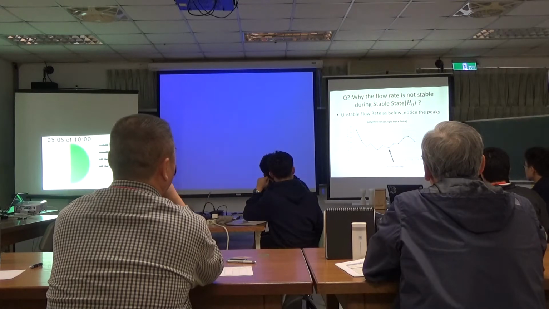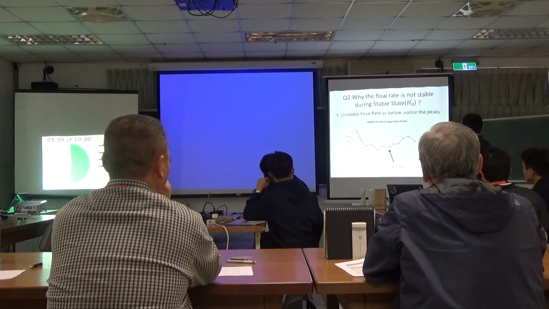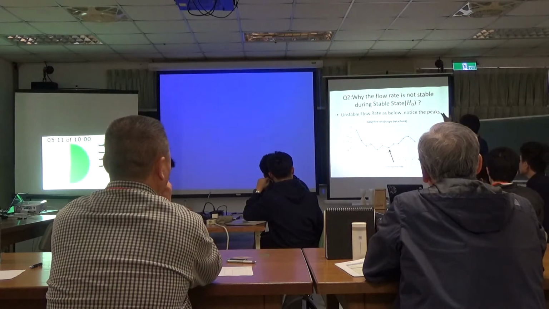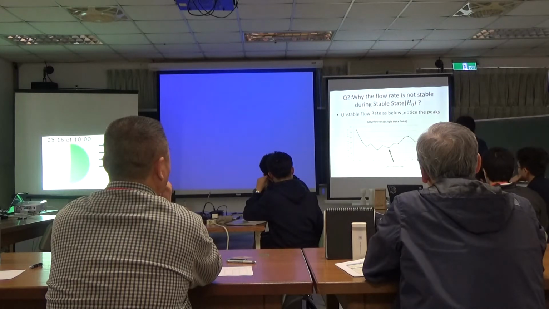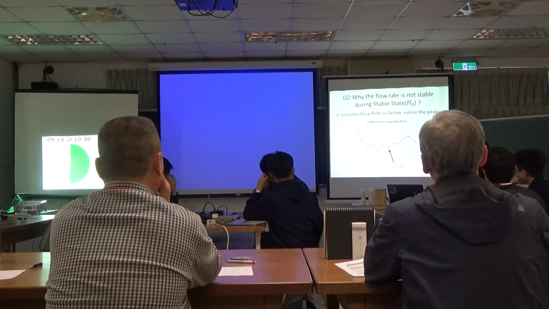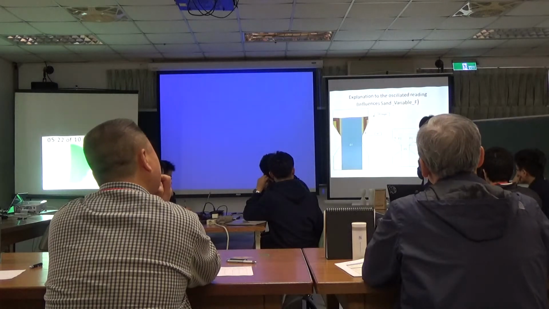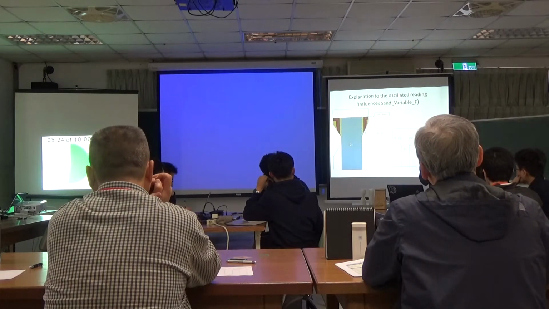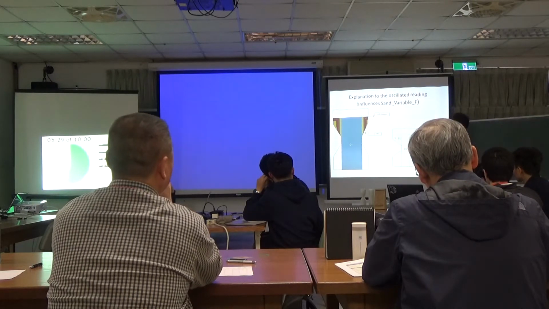And also, why is the flow rate not stable during the stable state? So we have the flow rate in the 300 grams model, and you can see that there is an oscillation-like tendency of the flow rate. And notice the peaks. Okay, so we propose a model to explain why there is an oscillation.